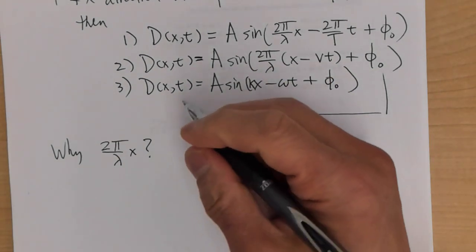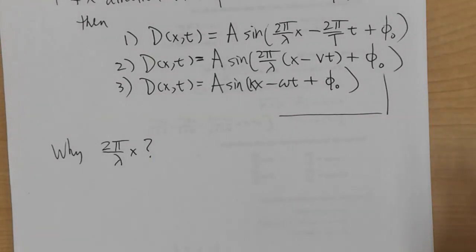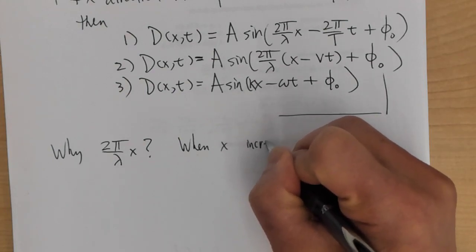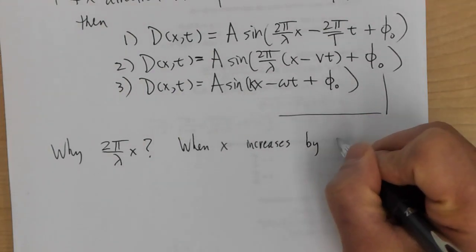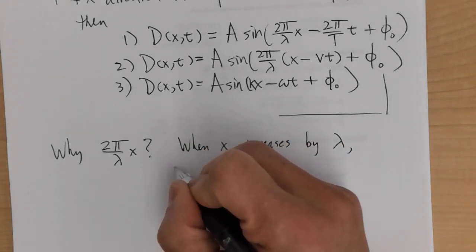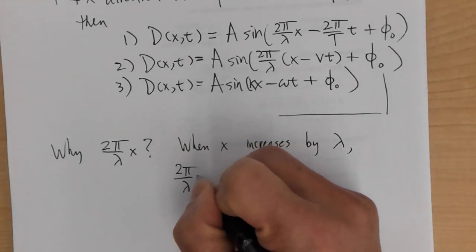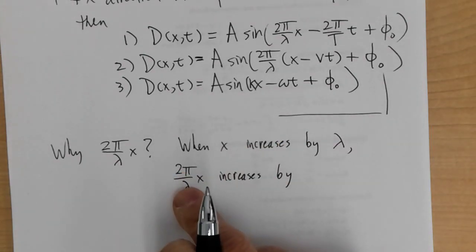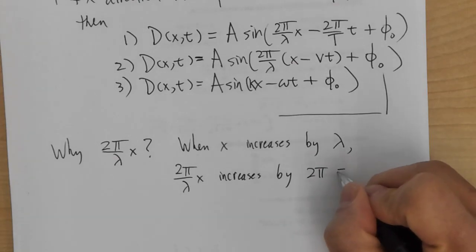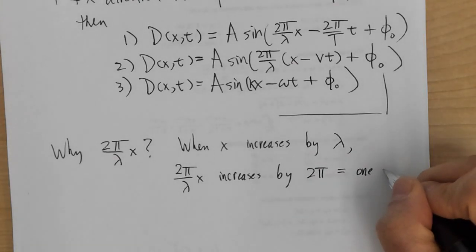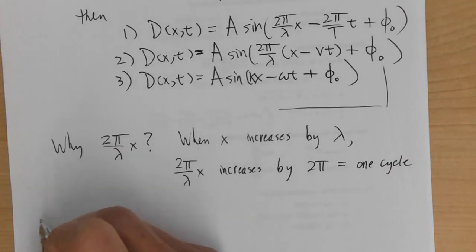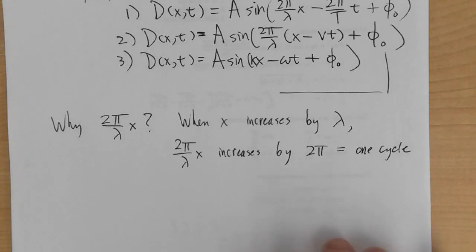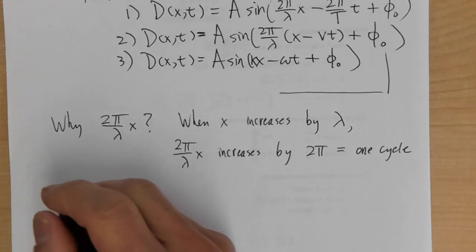The idea is we want a wave with wavelength lambda. So note that when x increases by an amount lambda, 2 pi over lambda x increases by 2 pi over lambda times lambda, which is 2 pi, but that's equal to 1 full cycle. So that's why this is what we want. It makes a wave with a wavelength of lambda.